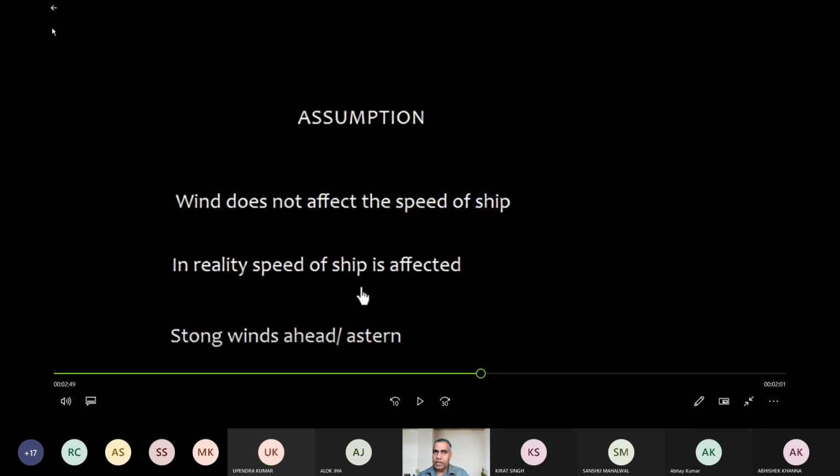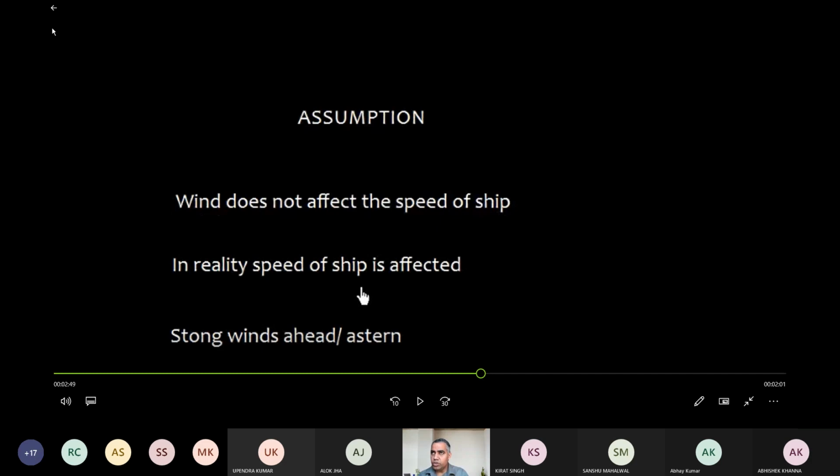Now, a doubt may arise in your mind, why don't we consider it? If it is practically happening, why don't we consider it? The reason why it is left is because the effect of wind on increase and decrease of speed is a complicated phenomenon. How much the ship speed is going to increase or decrease because of wind is decided not only by the wind speed, but also by the angle at which the wind is coming to us. If it is coming from right ahead, the speed difference will be something else.